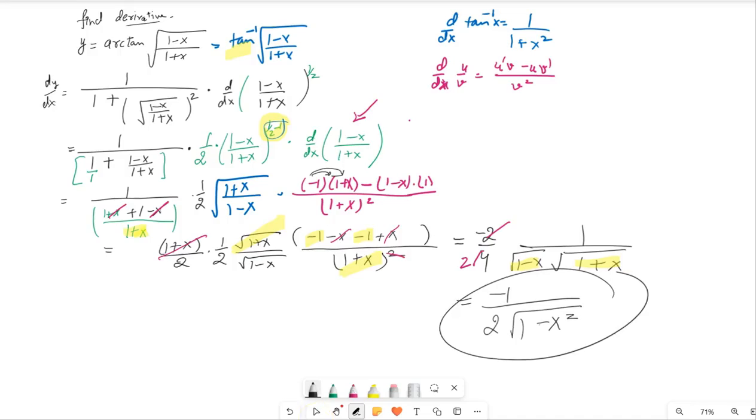So this question was long and a little more complicated, but we are just using the tangent inverse formula, and then the square root is done using the power rule, and inside there was another quotient, so we had to apply the quotient rule also. So all the rules are just being applied together here.